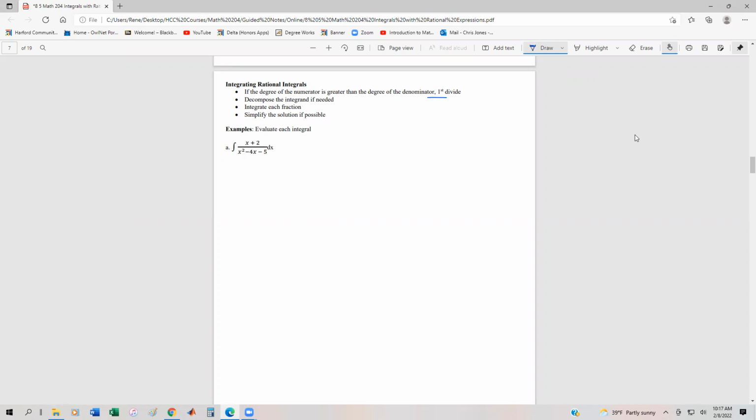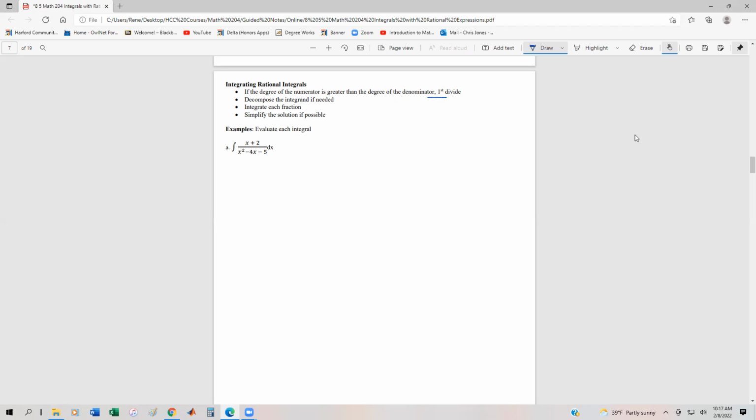Once you've done the long division and once you've done the decomposition, then you want to integrate everything. And then at the end, there are going to be times where you can use some log rules to simplify. Okay, we're actually going to see that in this particular example. So let's start off with a really basic example that utilizes our partial fractions.